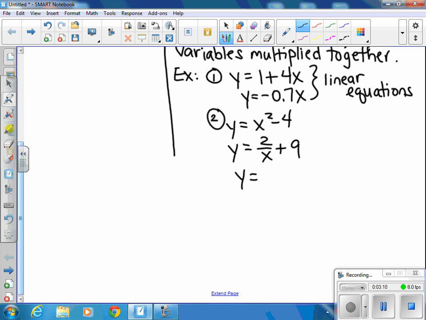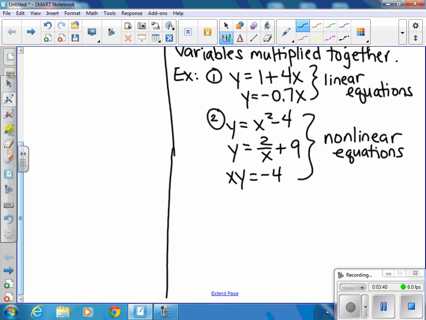If you go to this last one, if I tell you xy equals negative 4, are there variables in the denominator? No. Are there exponents? No. Are variables being multiplied together? Yes. All three of these are what we call nonlinear equations, which basically means that their graphs will not be lines. So you will have to identify if an equation is linear or nonlinear based on knowing these three rules.